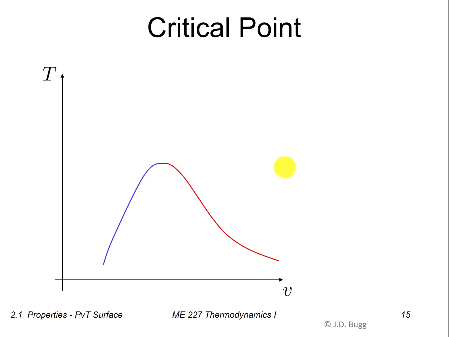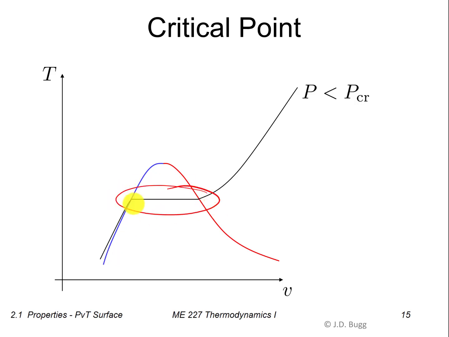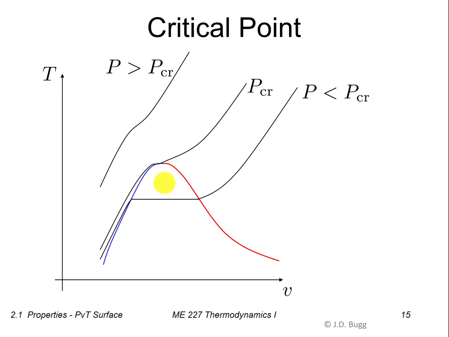So if we look at a few different lines of constant pressure here, we have our saturated liquid and saturated vapor lines shown. We've seen lots of lines of constant pressure so far where the pressure is less than the critical pressure. And so P less than P critical, the line of constant pressure looks like that. And the most important characteristic is it has this flat spot in it where the phase change is occurring. But as we go to higher pressures, eventually we get to the critical pressure, and that's our line of constant pressure that goes right through the critical point. And if we go to even higher pressures, then there is no flat spot in that curve.